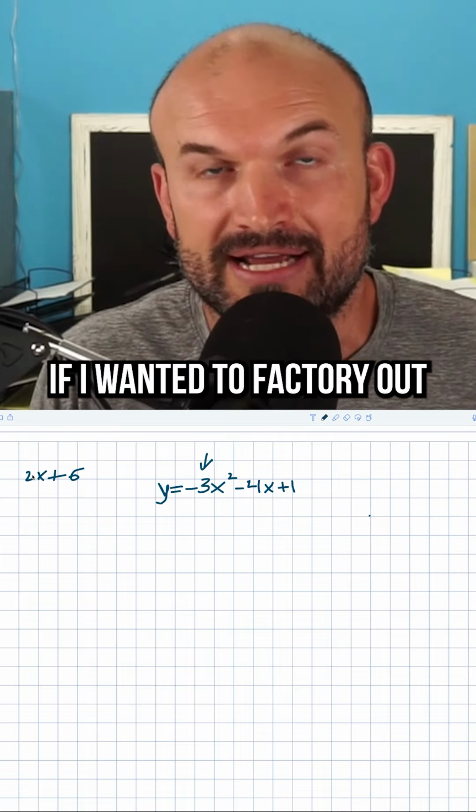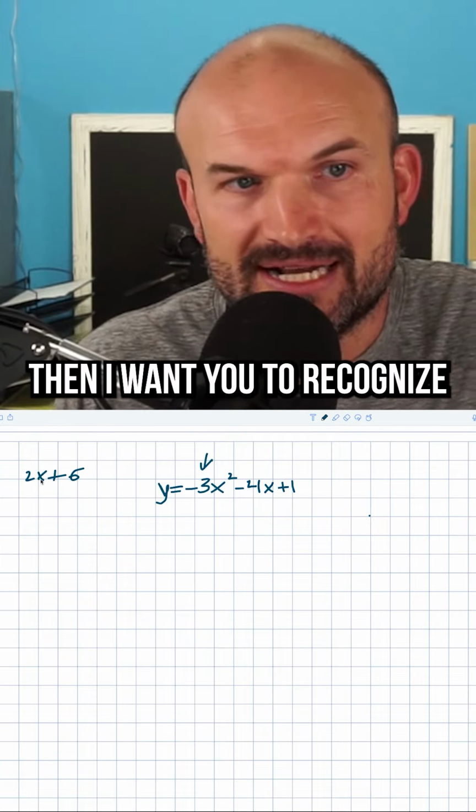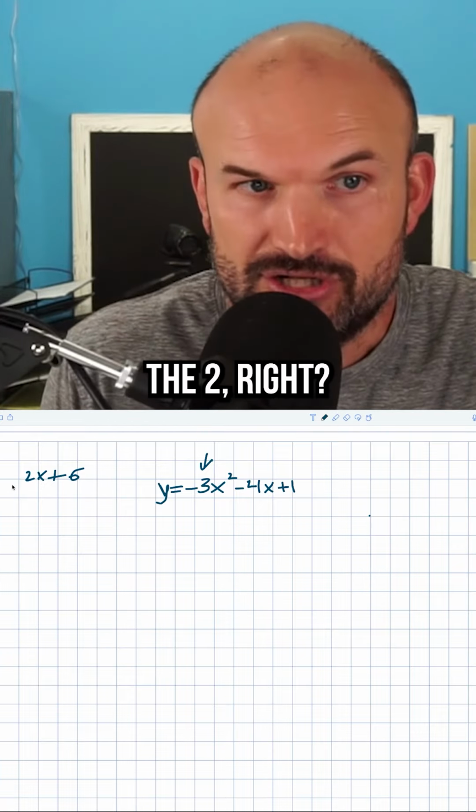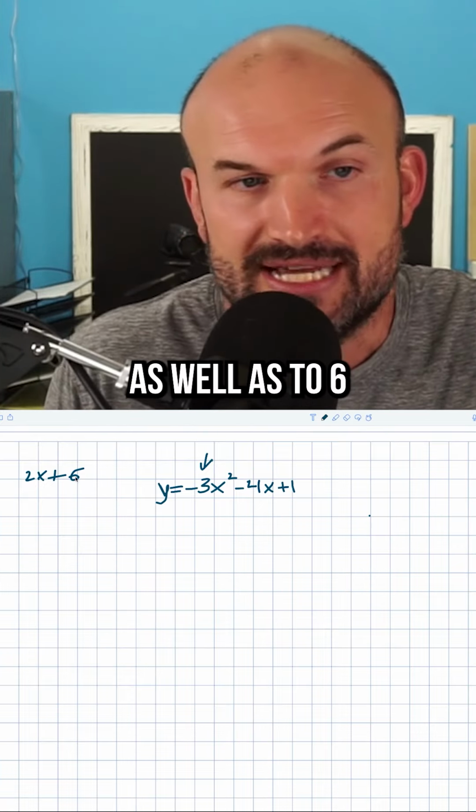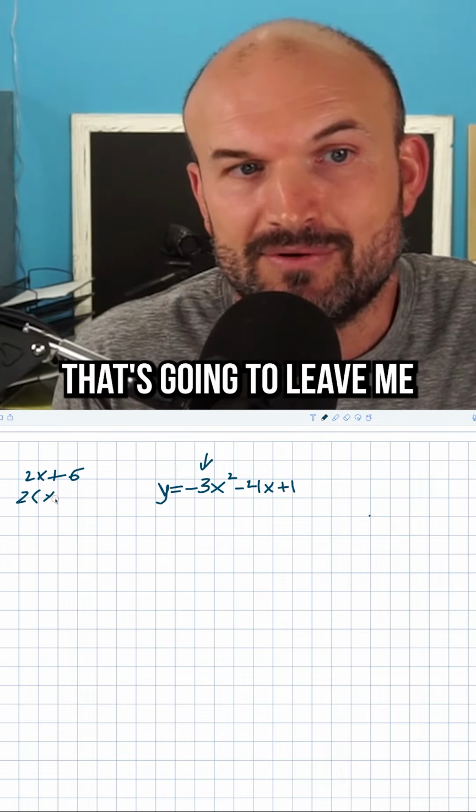If I wanted to factor out a 2 from 2x plus 6, then I want you to recognize that factoring out a 2 is basically like dividing out the 2, right? 2 divides into 2x as well as into 6. So when I factor out a 2, that's going to leave me with an x plus 3.